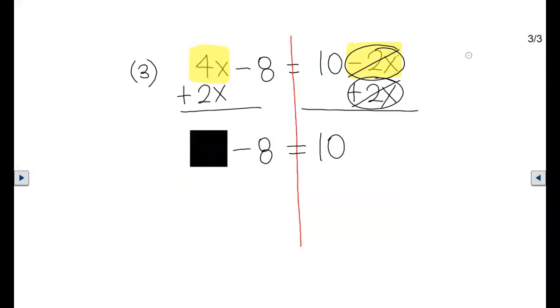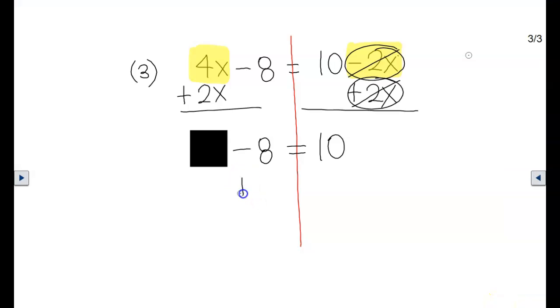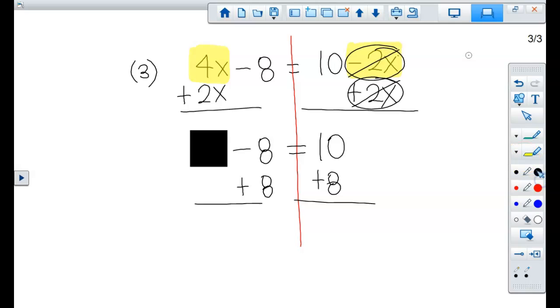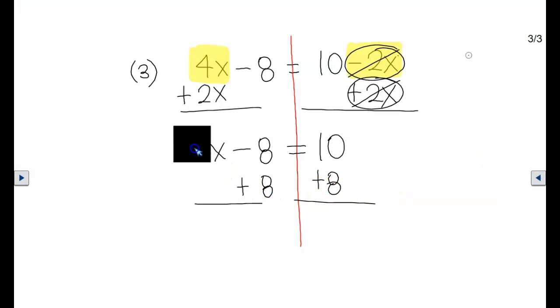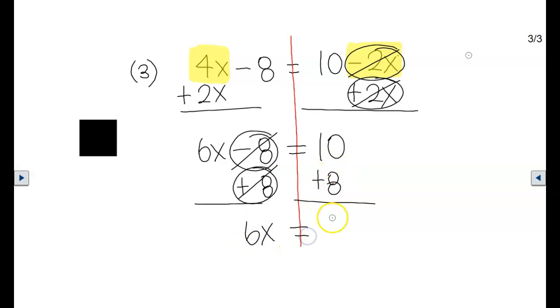Cover up your variable, and you're going to undo adding or subtracting. Well, I see subtracting 8. So I undo that with adding 8. So plus 8 plus 8. Always in that undo mindset. Do the opposite mindset. All right, so let's see what we got. Subtracting 8, adding 8, cancels. So we have 6x equal to 10 plus 8, 18.